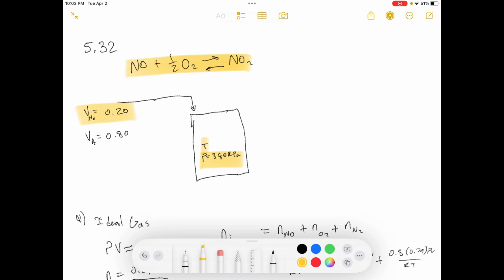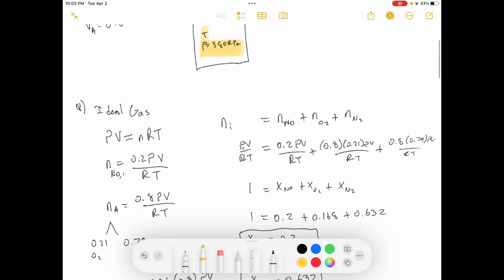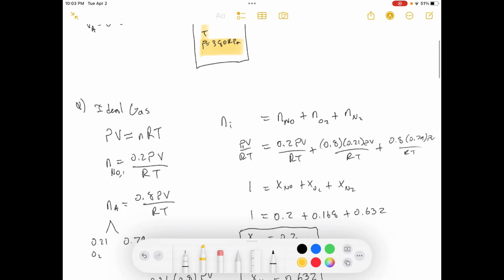Okay, part A. Assuming ideal gas behavior, determine the composition of the mixture, component mole fractions, and the final pressure in kilopascals if the conversion of nitrogen oxide is 90%. Okay, so we're starting off, say it's ideal gas, PV equals nRT. We know that the total number of moles is equal to the addition of all the components.